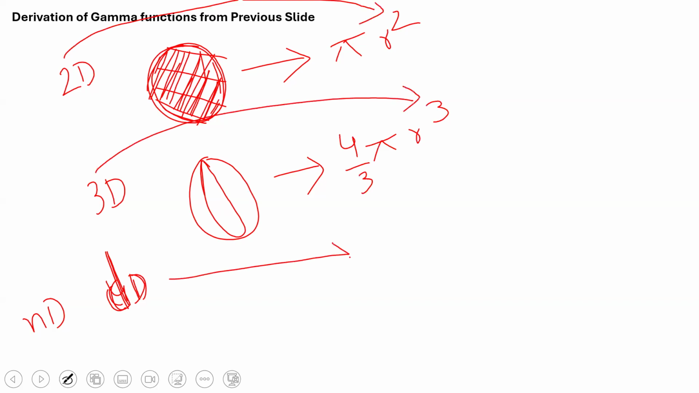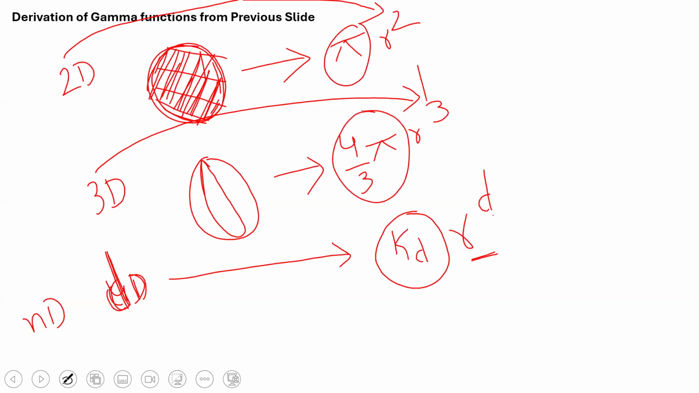And for d-dimensional, we know it is r to the power of d, right? Let's leave this aside, we are not sure about this, but this becomes r to the power of d when you compare this way. Okay, is that right? I'll call this KD, a constant. I'm generalizing this as the constant KD in higher dimensional space. And this becomes r square, r cube, r to the power of d.